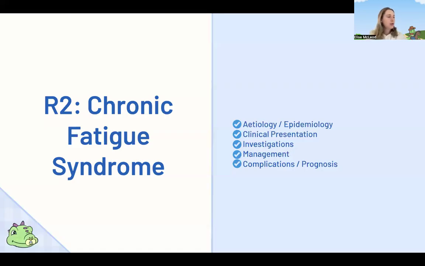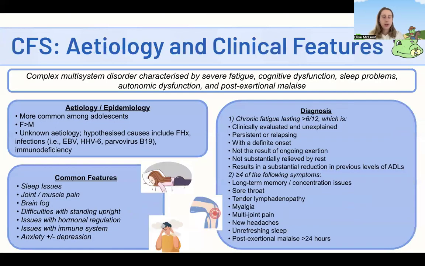We'll quickly look at chronic fatigue syndrome now, which is a complex multi-system disorder where the young person experiences severe fatigue, cognitive dysfunction, sleep problems, autonomic dysfunction, and malaise after exercise. Etiology is unclear, although hypothesized causes might include a family history, infections like EBV, human herpes virus, parvovirus.